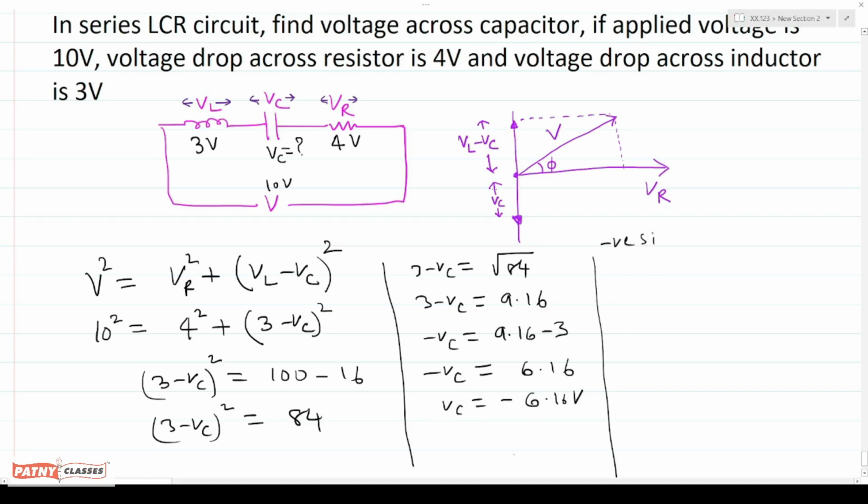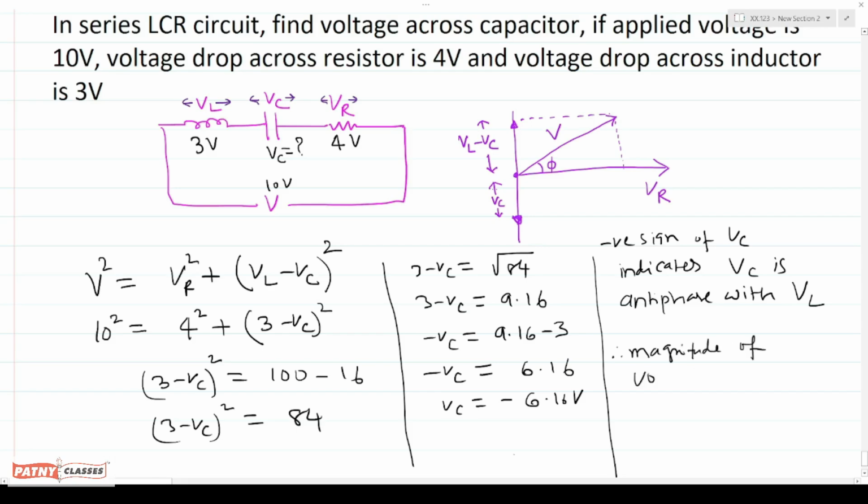Now the negative sign of VC indicates VC is in antiphase with VL. Therefore, the magnitude of the voltage drop across the capacitor is 6.16 volt.